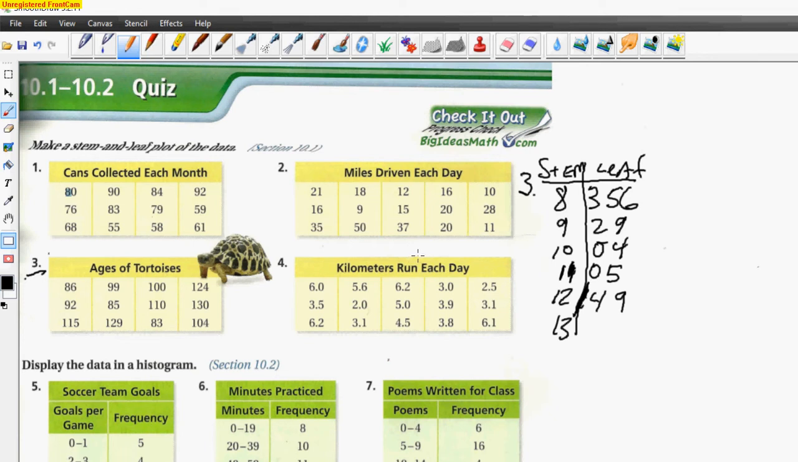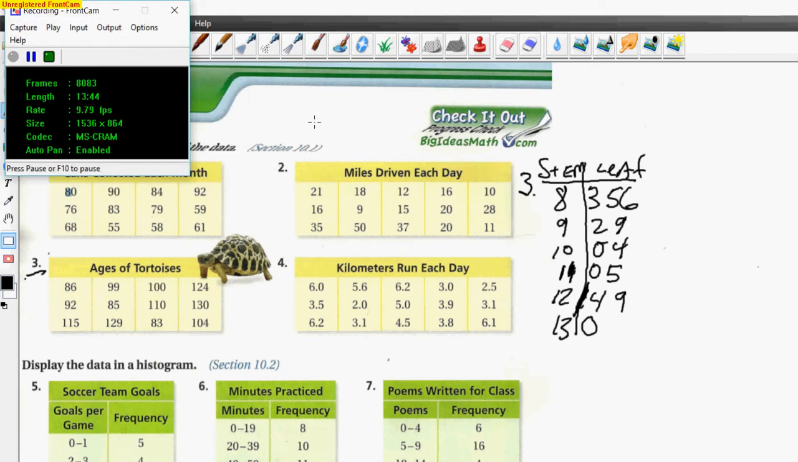Now, do we have a tortoise that is 130 years or more? Oh my goodness, we certainly do. We have one that's 130. Good job, you all. Way to go. All right, let's go to number 4.